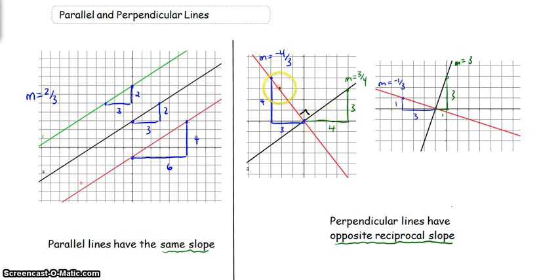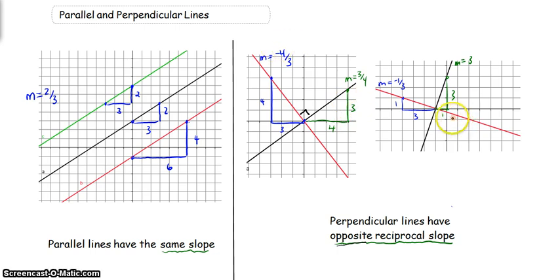Also, the red line is falling left to right and the black line is rising left to right. So the red line is a negative slope while the black line is a positive slope. That is why we say perpendicular lines have opposite reciprocal slopes. If one is falling, the other is rising. Reciprocal meaning the rise becomes the run and the run becomes the rise.